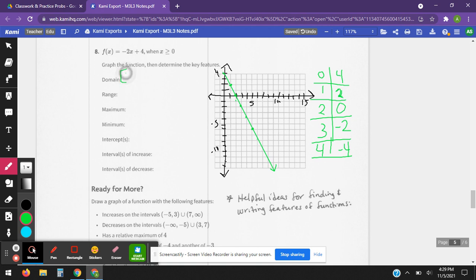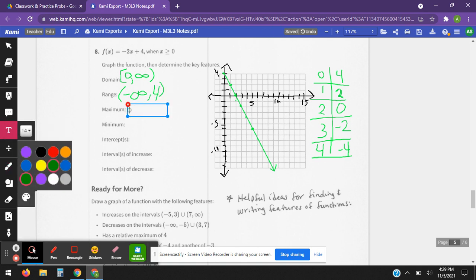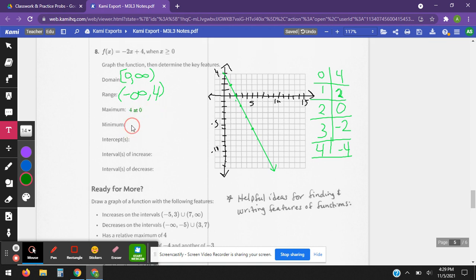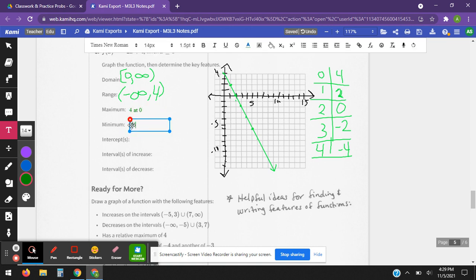I start at 0, but then I'm going on to infinity. And my range then goes from negative infinity all the way up to 4. So now I can use my text boxes. Maximum: my highest here is 4 at 0. My minimum is none, right? It's going to go on forever.